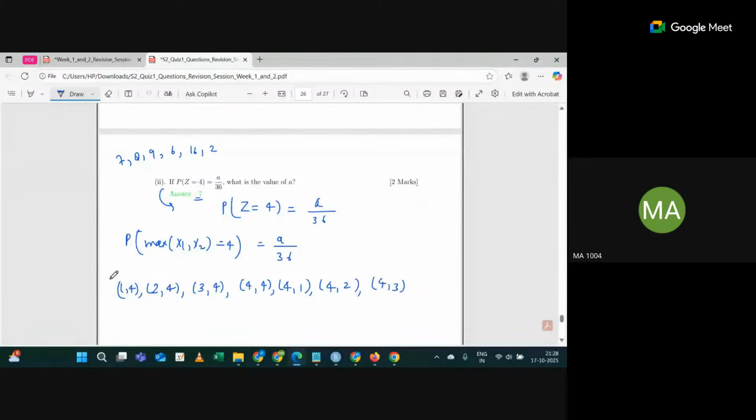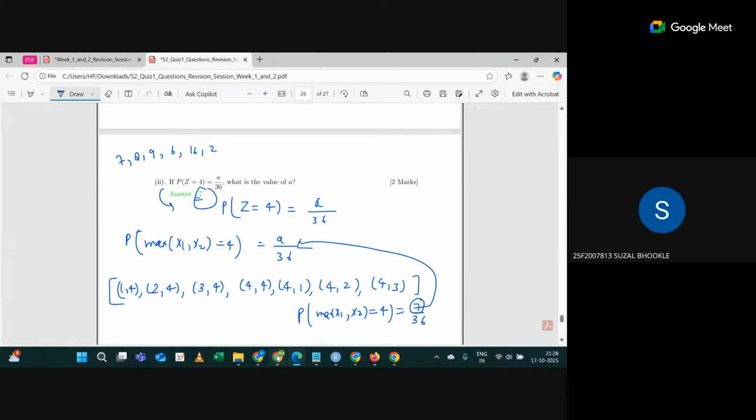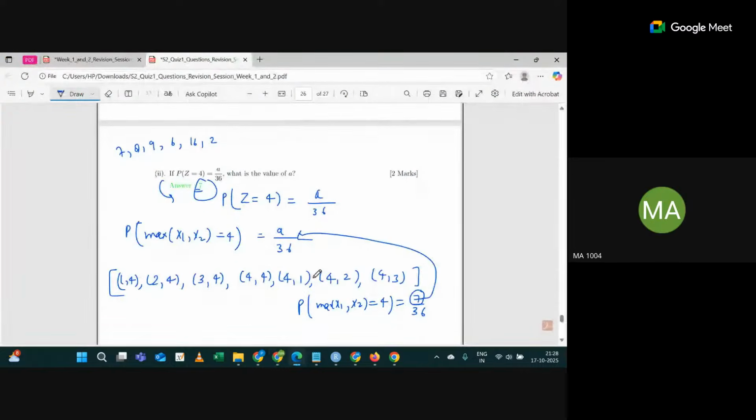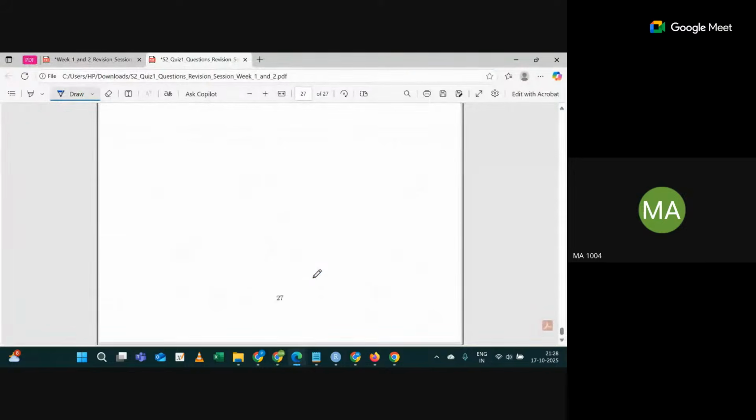If I ask what is the probability for this, what will you say? The probability is 7 by 36. So this is 7 favorable cases out of 36. So what is the value of A? It's 7. Is that clear? Okay.